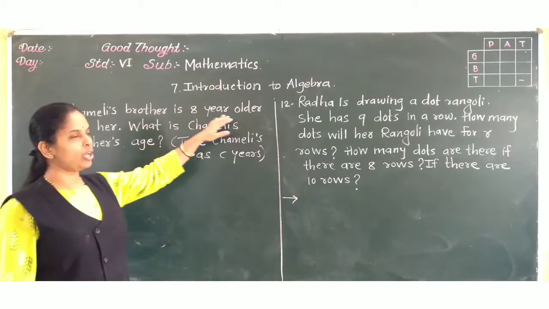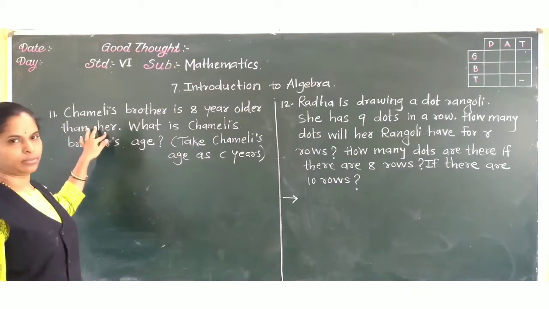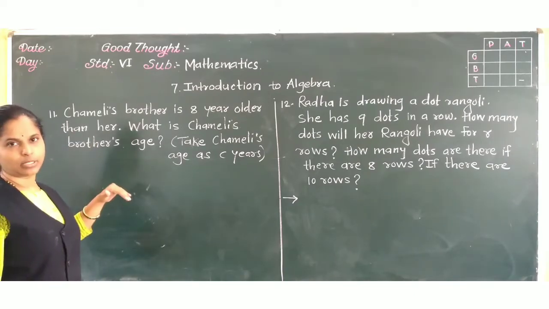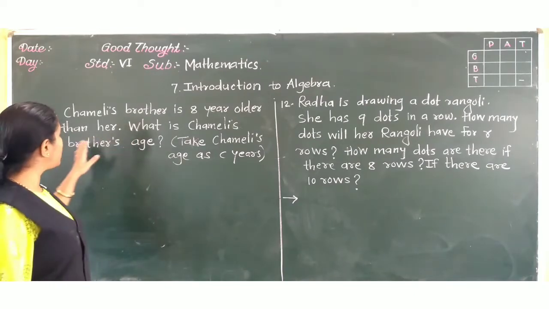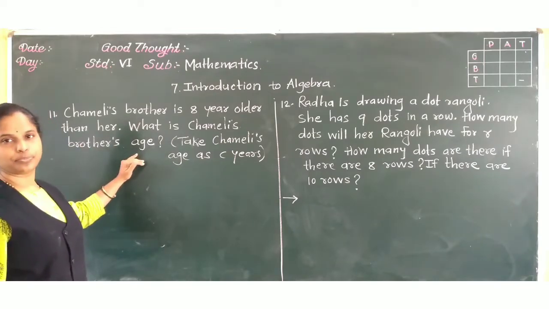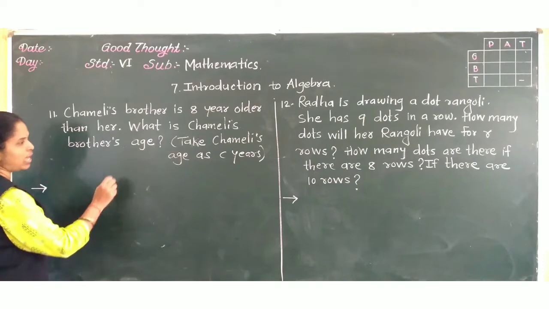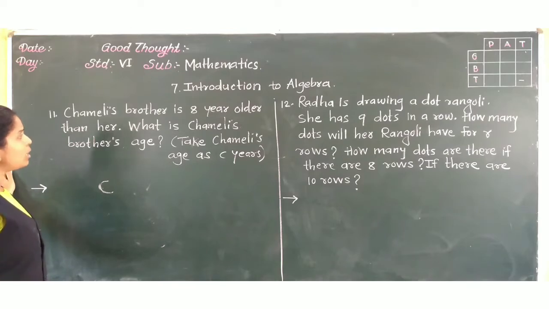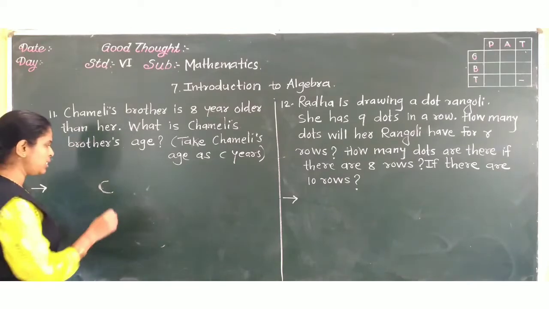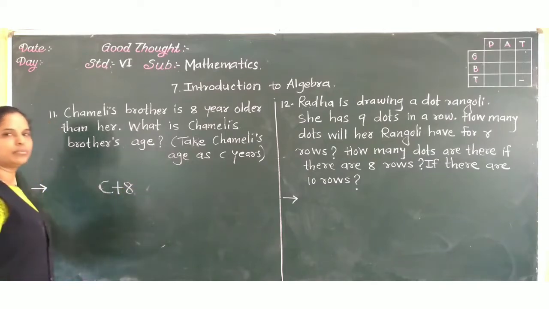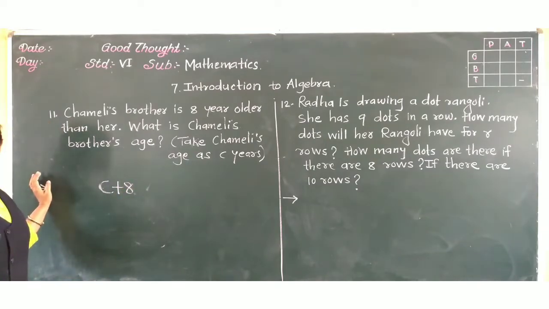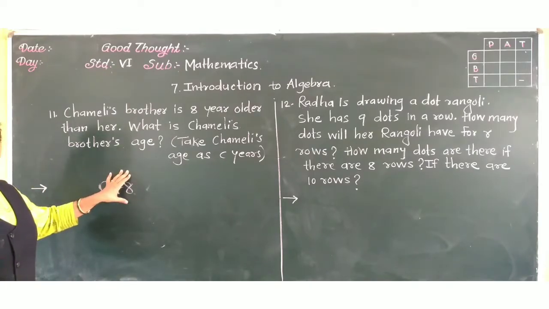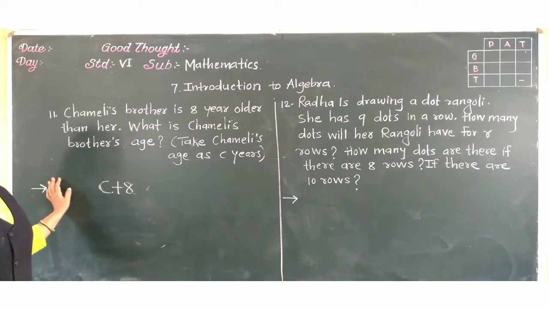Chameli's brother is 8 years older than her. 8 years older means Chameli is younger than him. She is smaller than him. So what is Chameli's brother's age? Now take Chameli's age as C years. Suppose Chameli's age is C years and her brother is 8 years older than her. That means we have to add plus 8 to that. This will be her brother's age, C plus 8, because he is older than her by 8 years. Okay, so the rule will be C plus 8.